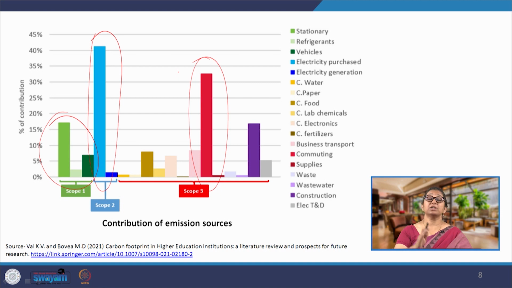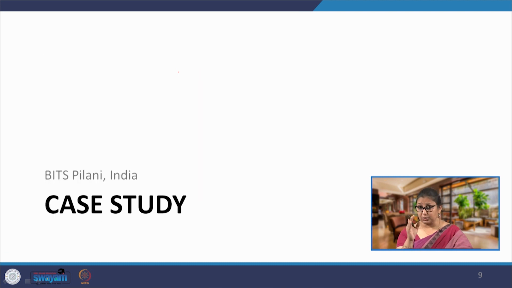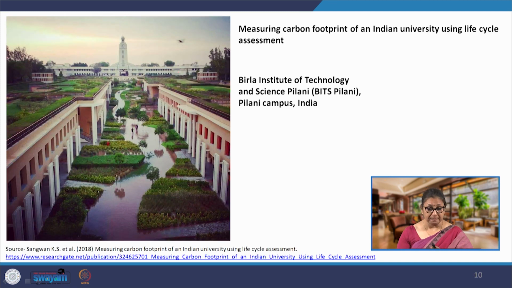So, transport and buildings are the two major emission sources for campuses is what we have to understand. Plus of course, processes a lot of times are beyond our control. Now, looking quickly at one of the case studies of BITS Pilani from India. So, this institute has been striving to turn itself green. It is not a certified green from day one.